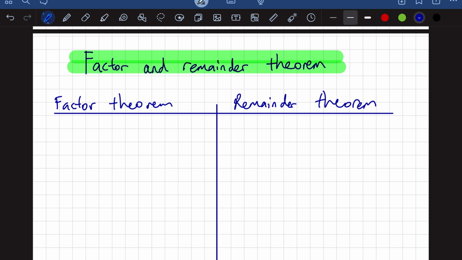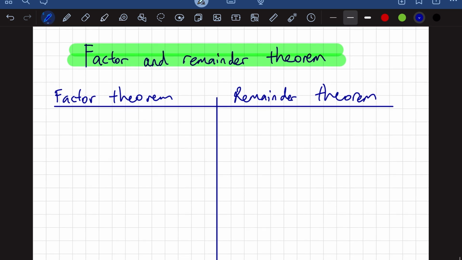Hello guys, welcome back. So today we're going to look at the concept of factor and remainder theorem. Essentially they are kind of the same thing, but we are going to look at it in more detail on what exactly is factor and what is exactly a remainder theorem and how do you apply it. Okay, so I think the best way to look at it is let's look at an example.